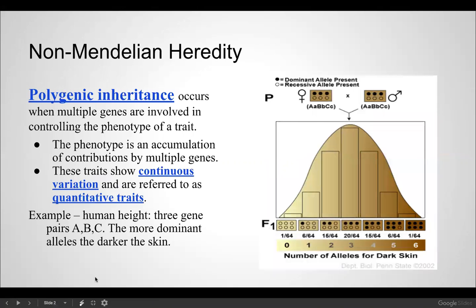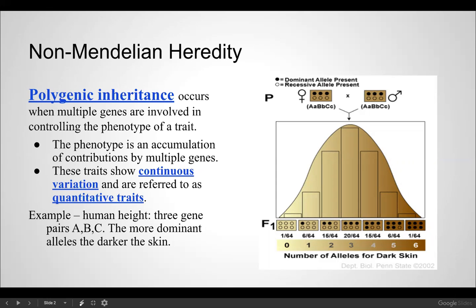polygenic inheritance, deals with many different genes that will help determine how a trait is going to be expressed. So if you think about it, there's going to be more than 3 different genes, actual genes. And therefore, depending on how you inherit all of those, if you look at the figure, this has to deal with skin color. The more that you receive of certain types of alleles or genes, you're going to have lighter or darker skin. So if you think of the human population, lots of different skin colors.